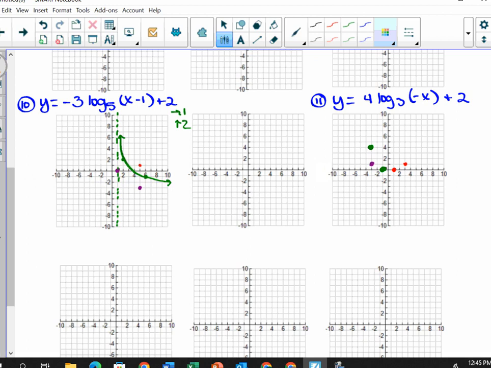Well, what else do I need to shift? I did make it negative already. Up 2. I haven't done the up 2. That's your last piece. 1, 2, 1, 2.